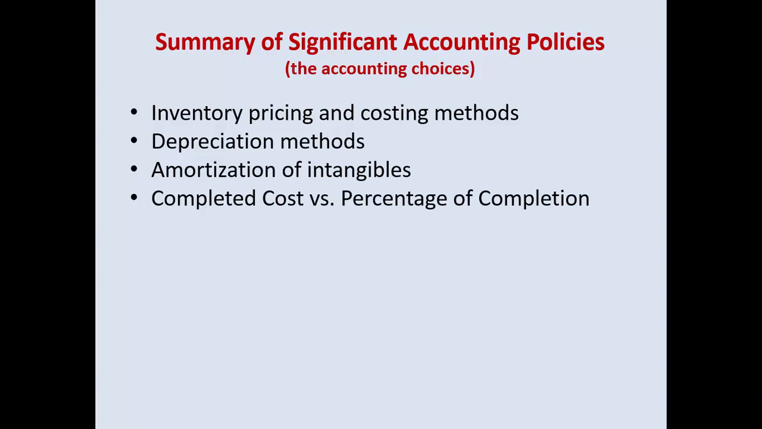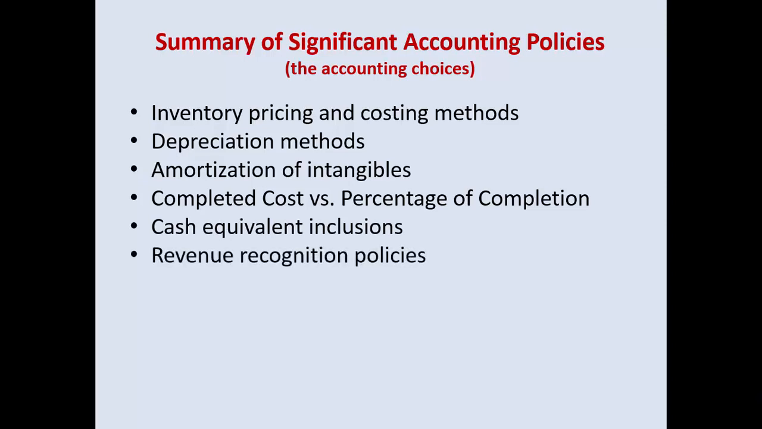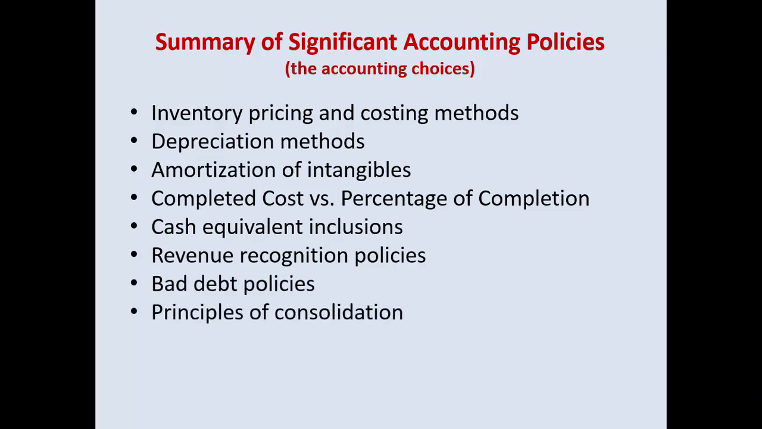The completed contract costs versus the percentage of completion. This is advanced revenue recognition topics. The old methods, revenue recognition rules have changed or are changing in the next couple of years, and that will be discussed in the second semester of intermediate accounting. What goes into my cash equivalents? What does my company consider a cash equivalent? What are my specific revenue recognition policies and bad debt policies?